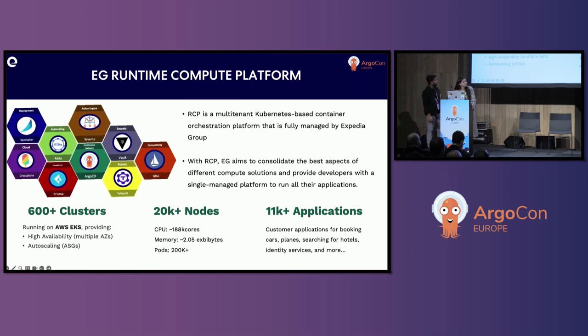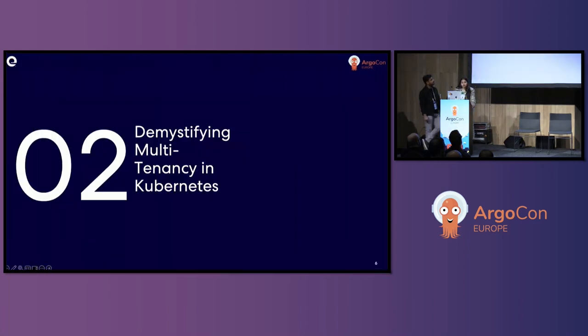A quick look at some of the numbers here. We have about 600 plus clusters running on AWS EKS. Some of them are running now on Argo CD and some of them on legacy management tools. Then we have 20K plus nodes and about 200K plus pods running, which are holding about 11K applications as of now. So let's talk about multi-tenancy in Kubernetes.